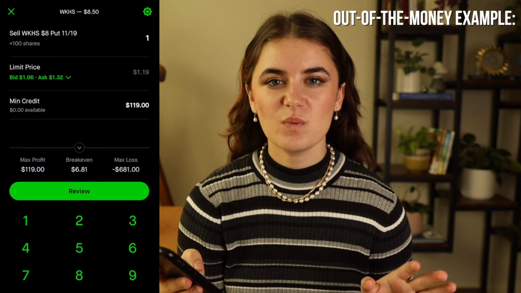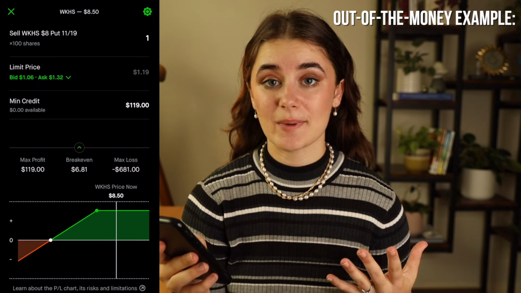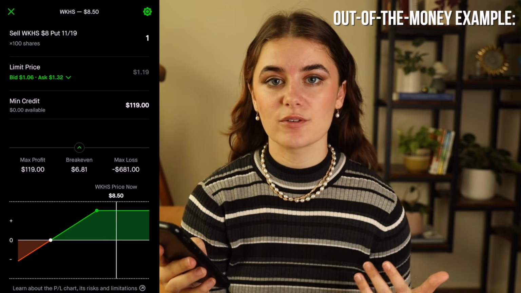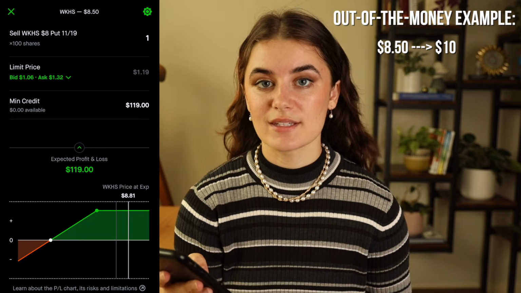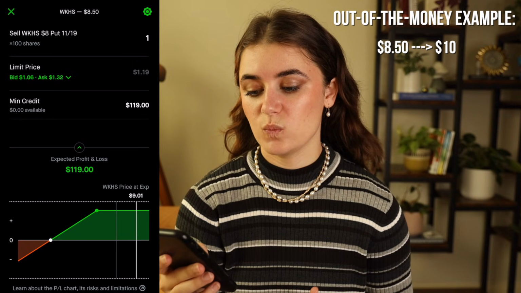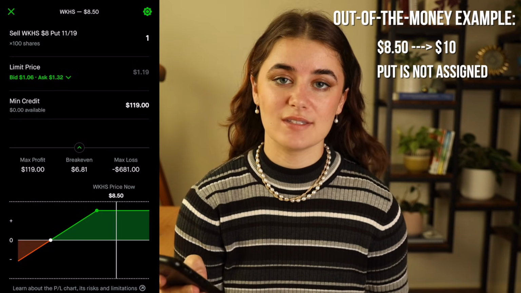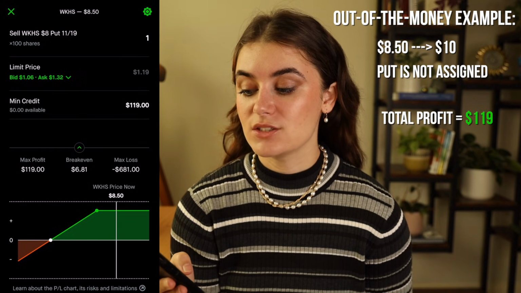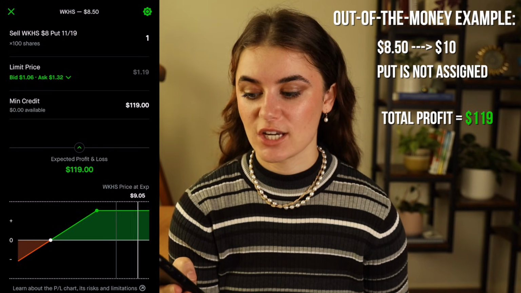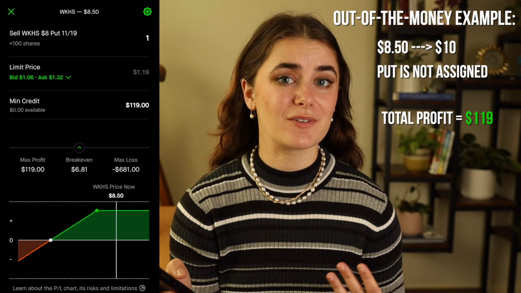So first, let's start with the out of the money scenario. Imagine we fast forward to the expiration date and Workhorse's stock price moved as we expected it would and actually increased from the $8.50 to let's say $10. Because the stock price is greater than our $8 strike price, we would say that it is out of the money, and the put won't be assigned by the buyer of our option since it will expire worthless. This allows us to gain the $119 in total premium for the 100 shares. And this is the max potential gain on this trade, even if the stock price were to have increased further.